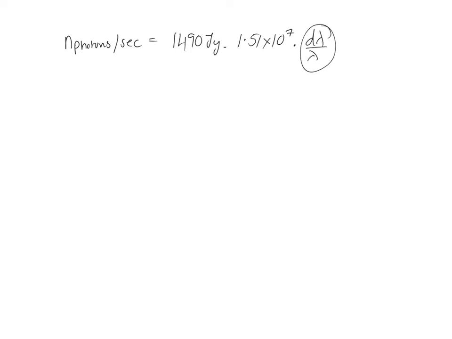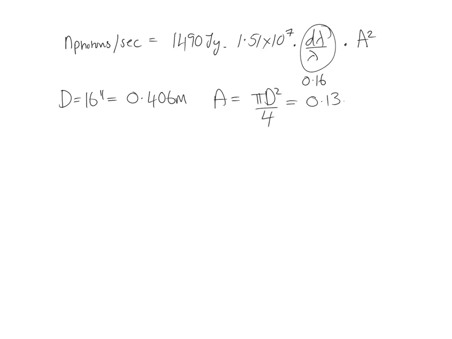So then let's calculate the number of photons per second. And that's going to be equal to this flux, 1490 Janskis, times our 1.51 times 10 to the 7 factor, times our d lambda over lambda, which we worked out was 0.16, times our area. So let's calculate the area. So the diameter is 16 inches, which ends up being 0.406 meters. Area is pi d squared over 4, ends up being 0.13 meters squared.